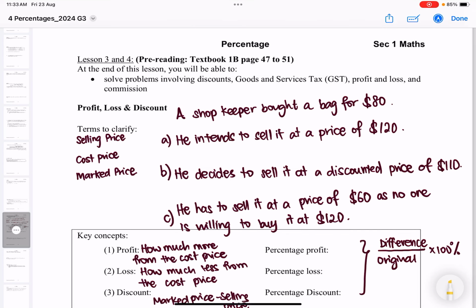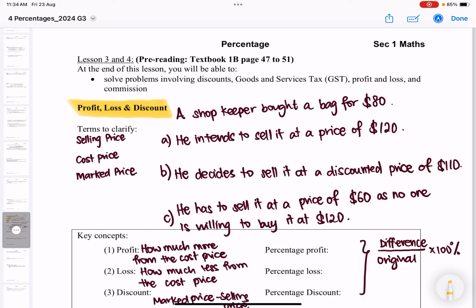Hi everyone. In this lesson, we will be looking at applications of percentage in practical situations. In this video, we will specifically be looking at problems involving profit, loss, and discount. So some terms for us to clarify before we can do the questions.